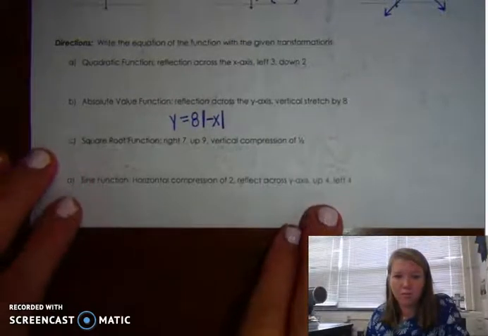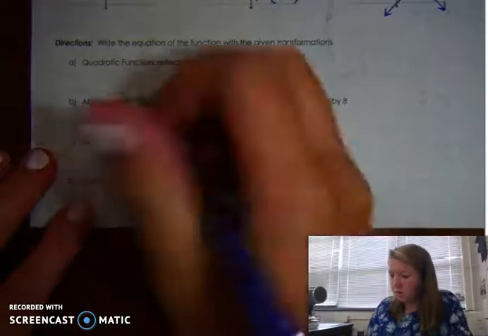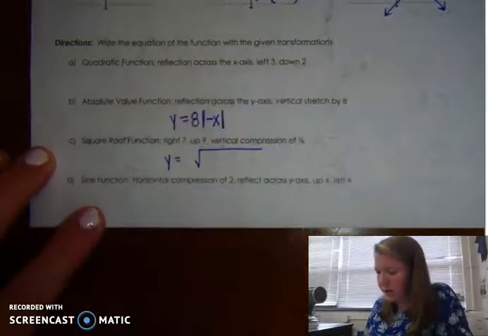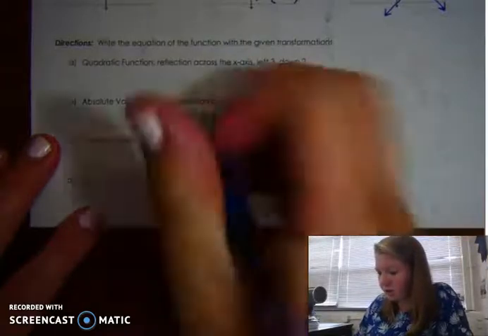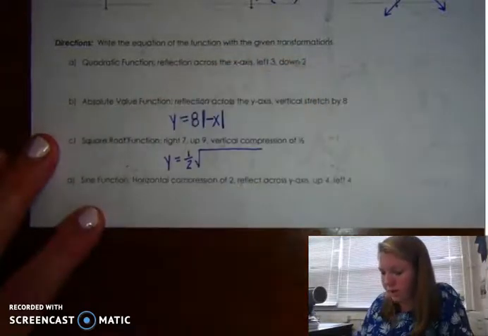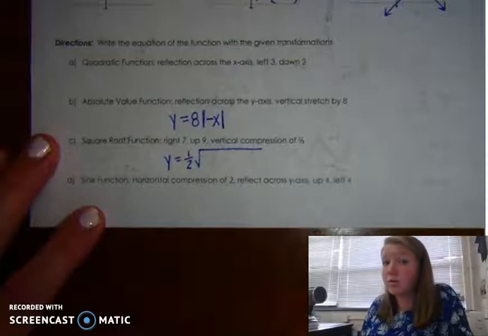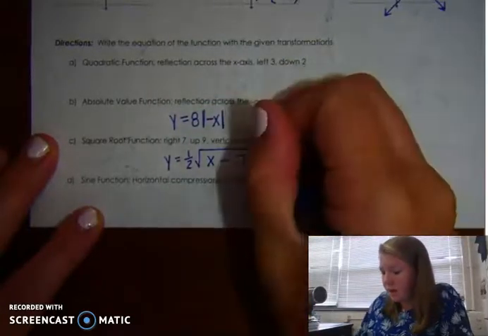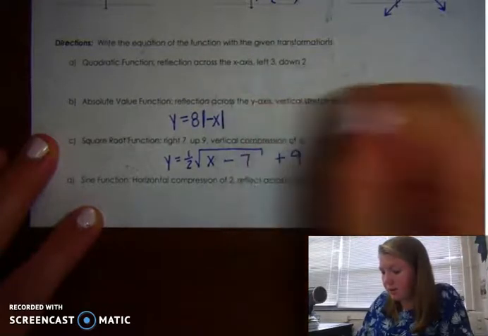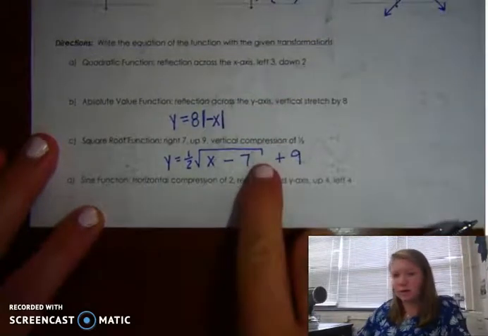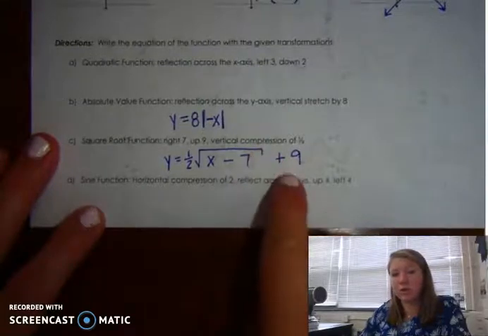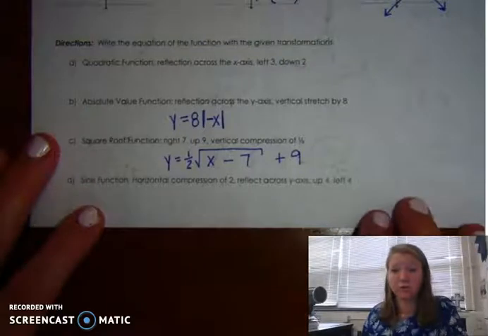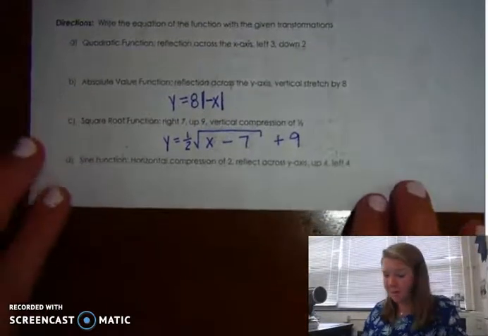All right, and then C, we are looking at square root functions, so make sure you make your square root operation. Vertical compression of 1/2, so that goes out front multiplied by the operation. We're moving right 7, so that would be x minus 7 inside, and then up 9 will be a plus 9 on the outside. I like to close off my square root just to show you that this is not inside. Not necessary. I just saw a college professor do it one time, so I've picked up the habit.